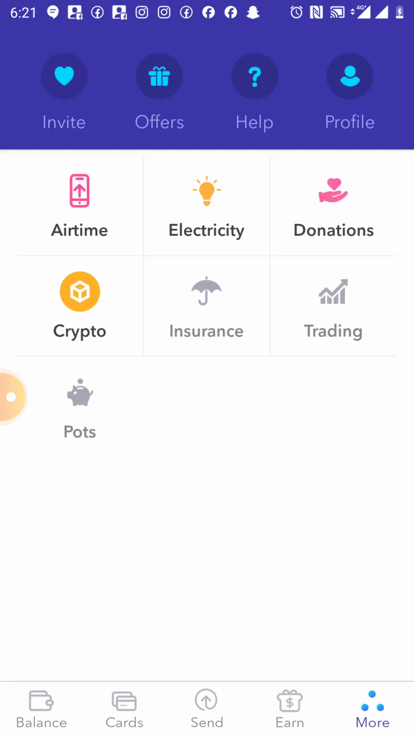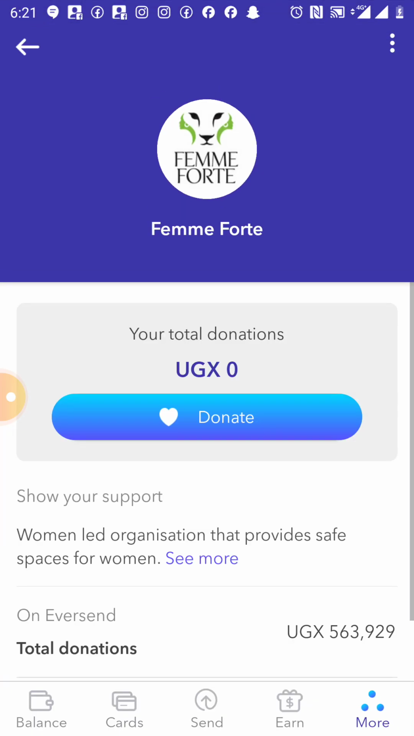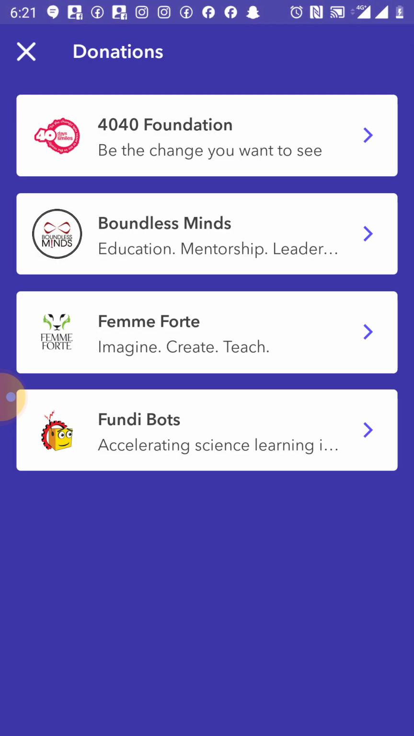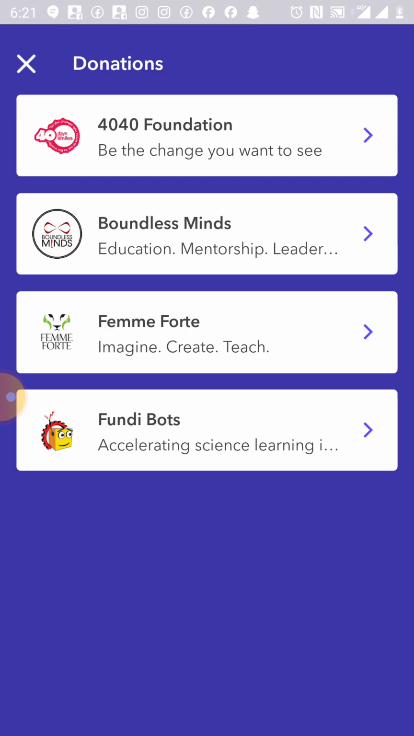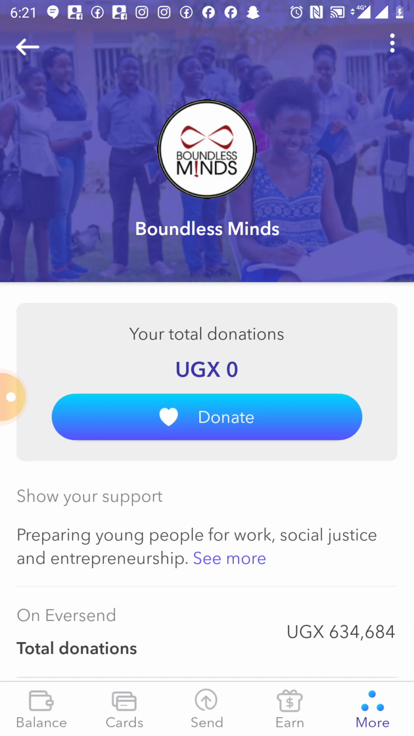So invite, offers, help, profile. The other thing is you can send airtime, buy electricity, and do donations. What I do not know so far is whether it is integratable into websites. Because if I say, imagine, Create Tech, family photo, Eversend, total donations, then for the bots, godless minds, donations, okay.